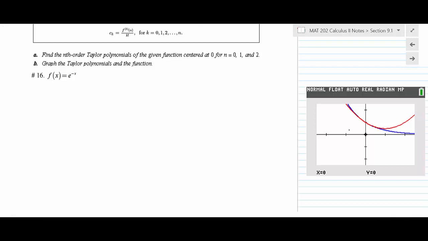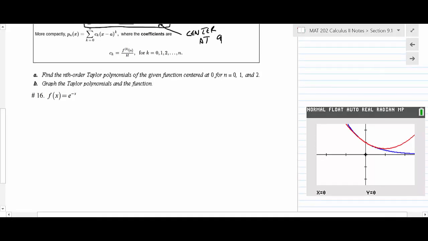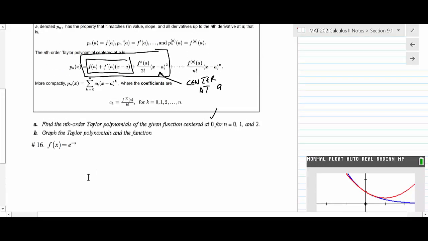All right, so what we're going to do is find the nth order Taylor polynomial centered at 0. Now if it's centered at 0, what does that mean to you guys? Have you got that down yet? That would just mean x minus 0, right? Okay, that means that a is 0 in this problem. So if it says centered at 0, then a is 0. Okay, that's important that you understand that.